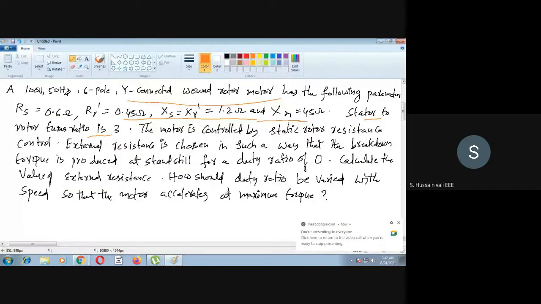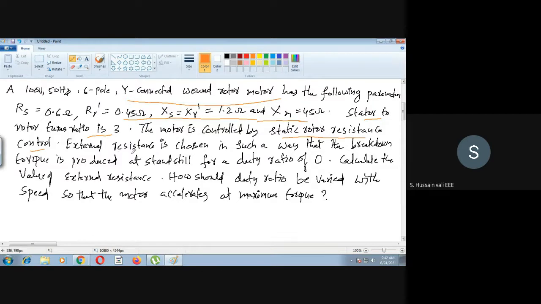So now you see, the stator to rotor turns ratio he has given. Now once again, what else has he said? The motor is controlled by stator-side rotor resistance control, the one which we have discussed right now, that's the method you are using. And the second thing is that the external resistance is chosen in such a way. Why do you use this rotor resistance control? You will use this to change the resistance of the rotor.